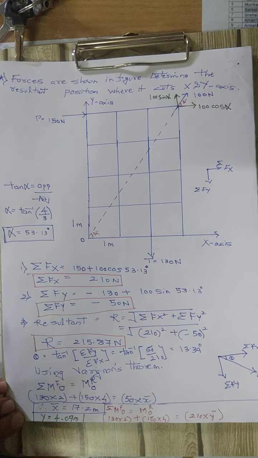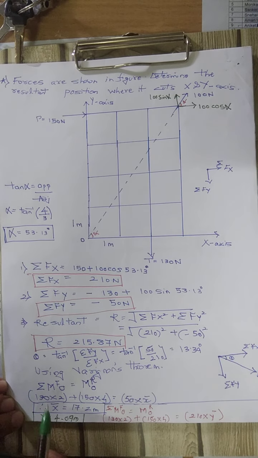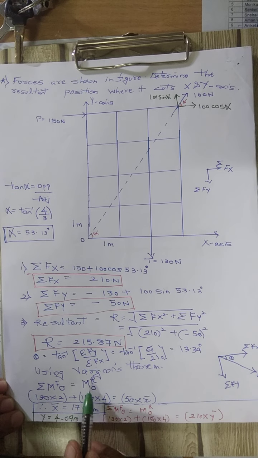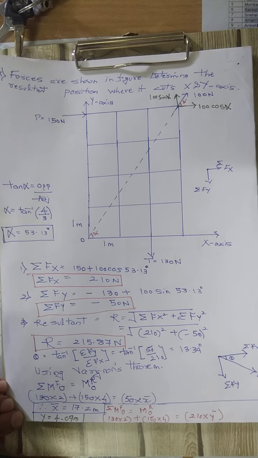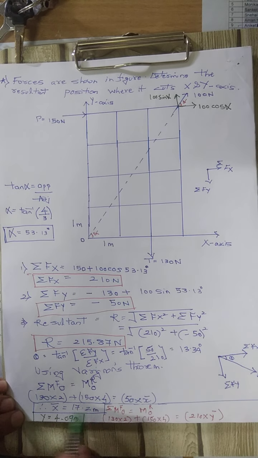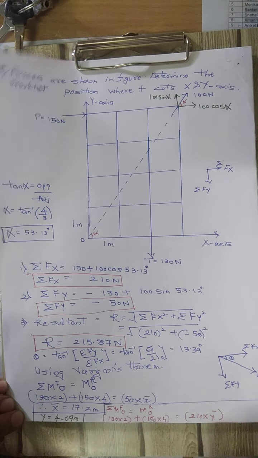So in this way, while finding out the x and y component of the resultant, we have to use Varignon's theorem. The left hand side will be the same. On the right hand side, while finding out x, we have to take the summation of fy. While finding out the y distance, we have to take the summation of fx. Only these two things need to be taken care of. The rest, the summation of moment of all forces about point A, is the same.